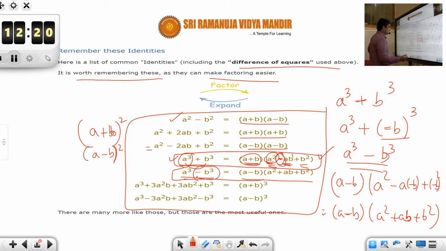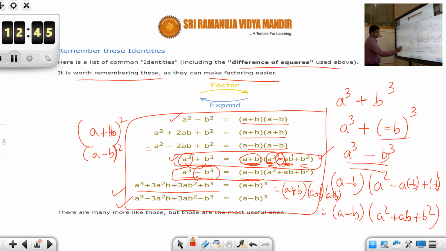And similarly this formula. Another important identity is a plus b whole cube, which is a cube plus 3a square b plus 3ab square plus b cube. If you factorize this, you can write it as a plus b into a plus b into a plus b. Okay, a plus b is a repeated factor, repeating 3 times. So remember these identities. These are very, very important.